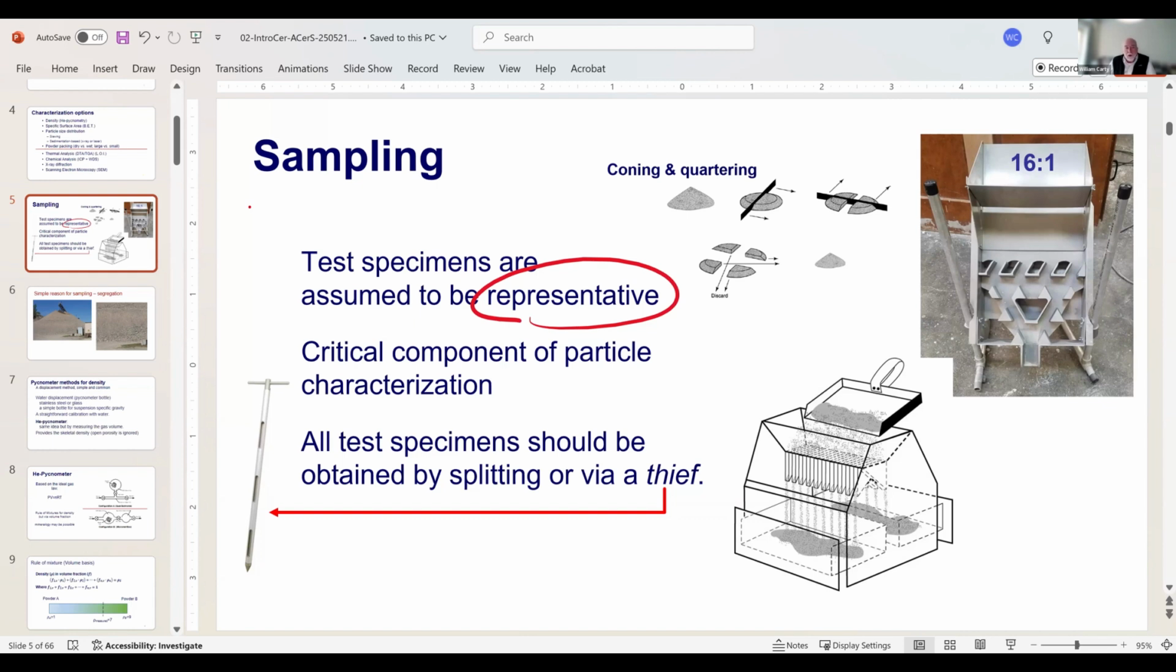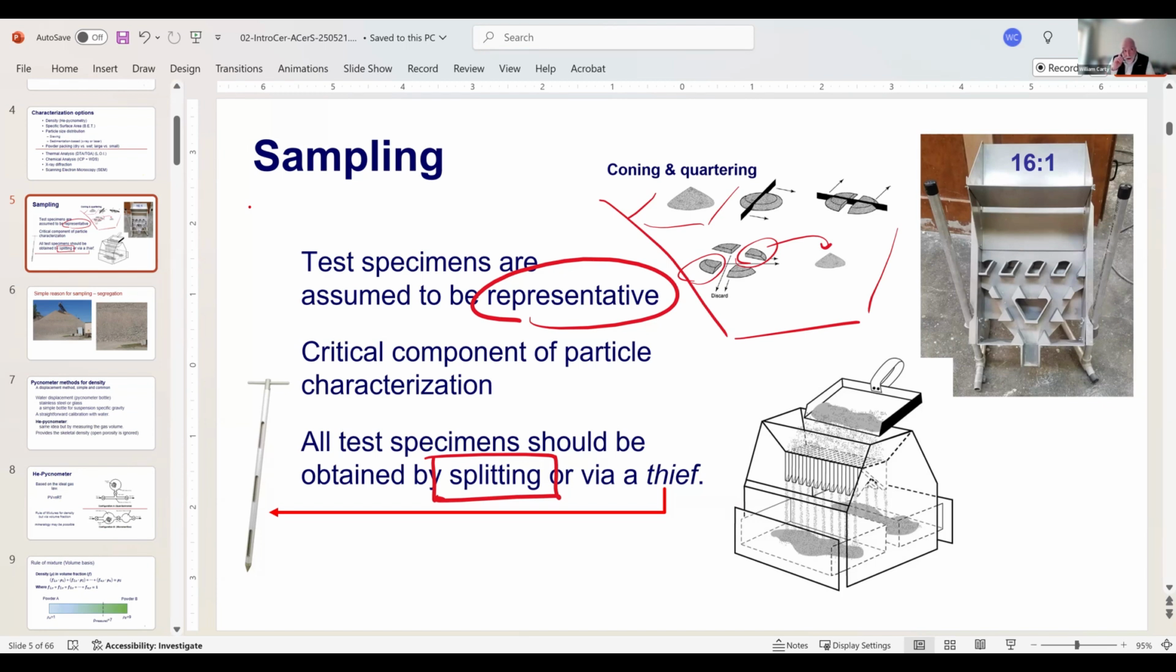So all specimens should be split. Splitting is the preferred method. And for splitting, we have three examples here. This is called coning and quartering up here at the top. You pour the bag out on typically a big sheet of paper, and then you quarter it, and you take opposite quarters, for example, this quarter and that quarter, combine them back together, and then do the process again until you have split down to the sample you need for measuring.